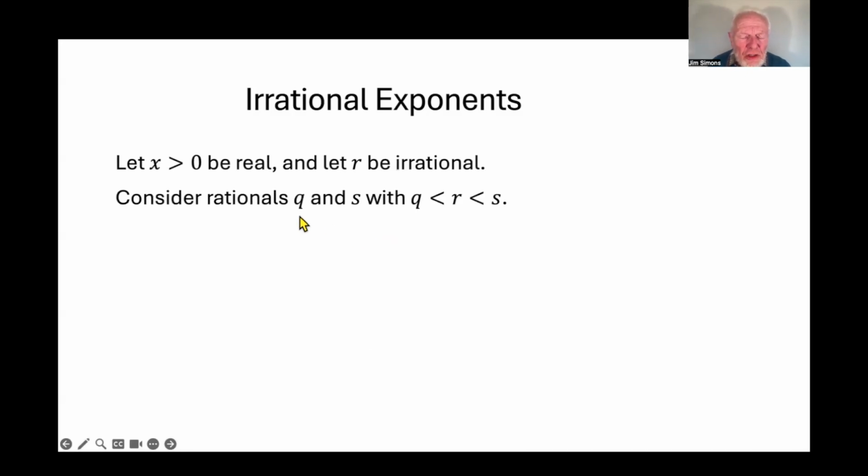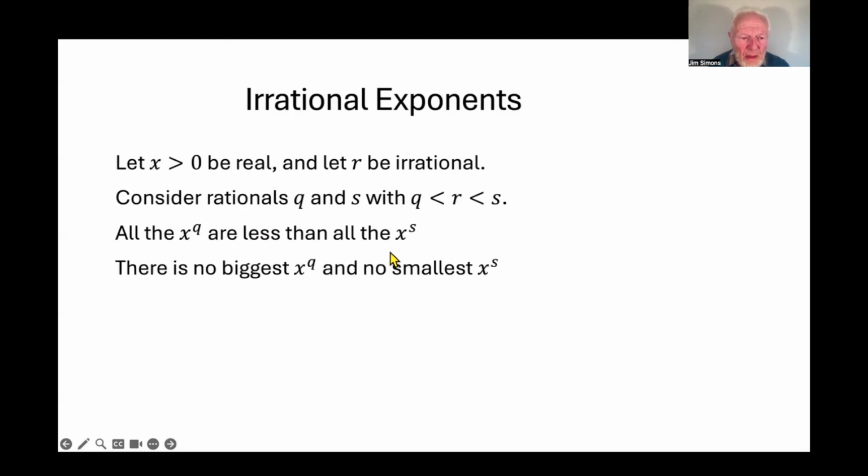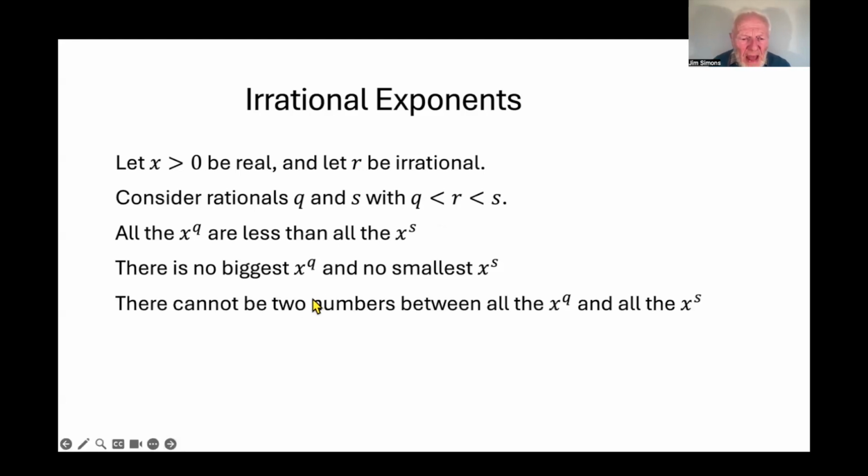Well, we can consider rationals either side of r, if you like, q just a bit smaller and s just a bit bigger. So we know what x to the q and x to the s are, and all these are less than all those, because this is an increasing function. But there's no biggest x to the q, because given any q less than r, you can find a bigger one. And similarly, there's no smallest x to the s. On the other hand, there can't be two numbers between all those and all those, because we can choose a q and s as close together as we like.